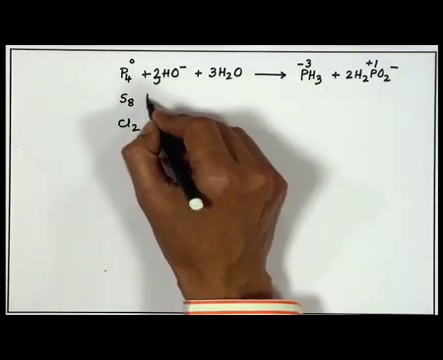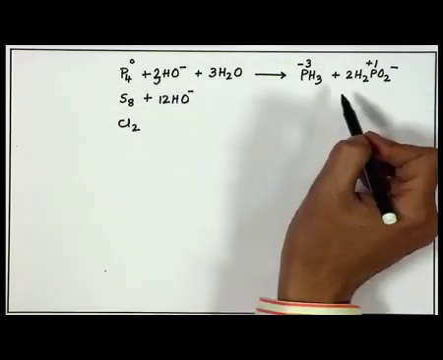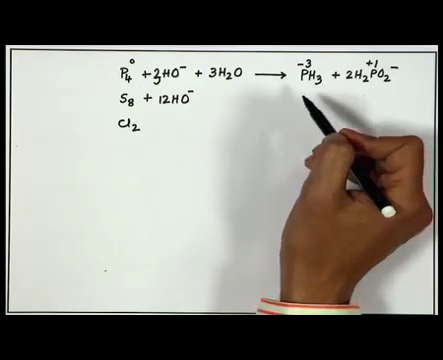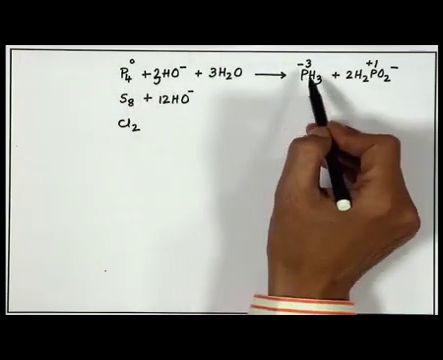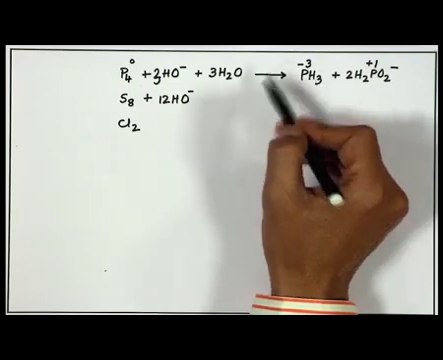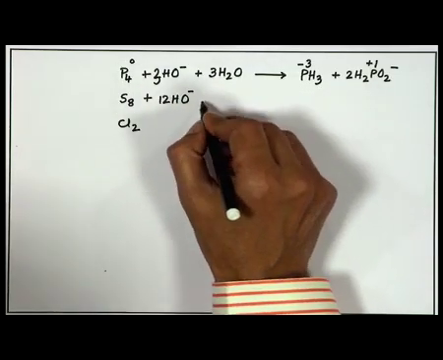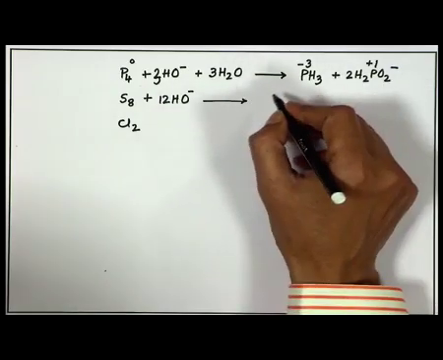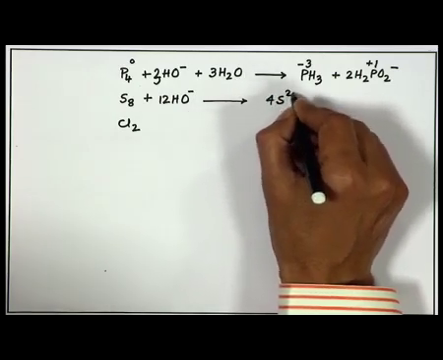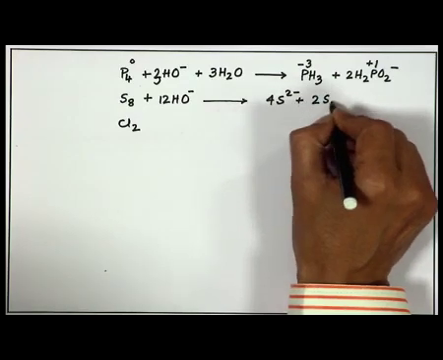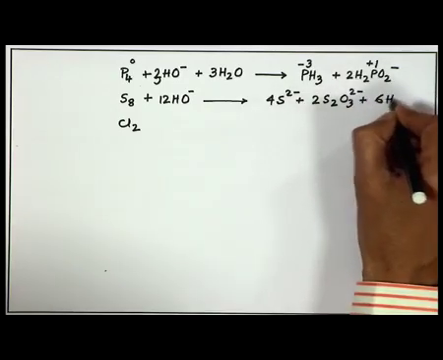Similarly, for S8 we just look at the number of electron transfer between these species. If it is 1:1, we are fine, but sometimes it is not 1:1, such as here it is accepting 3 electrons and going to PH3. So, it is accepting 3 electrons going from 0 to -3. So, this is not always a 1:1 type of reaction. In the second case, S8 is reacting with hydroxide ion, giving rise to 4 S2 minus plus twice S2O3 2 minus and 6 molecules of water.